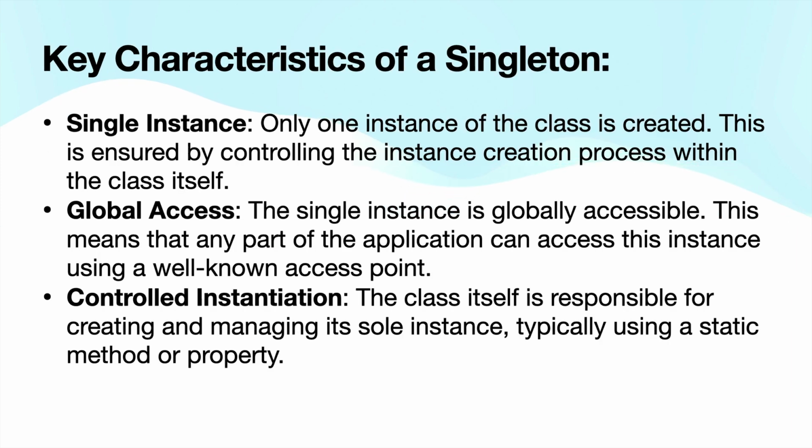So really quickly, let's look at some key characteristics of a singleton before we hop into the code examples, guys. So like we said before, it's a single instance. So only one instance of that class is created. So we can imagine how that could be helpful with things like memory management and controlling the instance creation process within the class itself. We also get global access. So this just makes things easier to access for us, right? Because we can access singletons globally, as we'll see once we dive into the code. And we also have controlled instantiation. So the class itself is responsible for creating and managing the sole instance, typically using a static method or property.